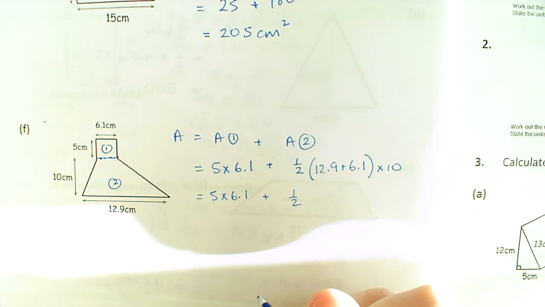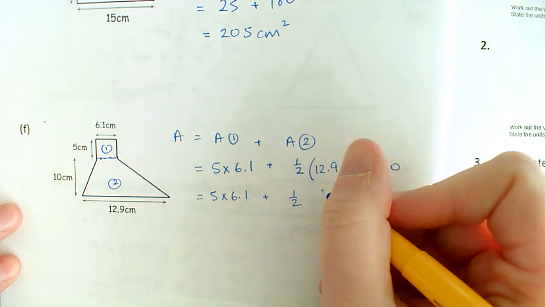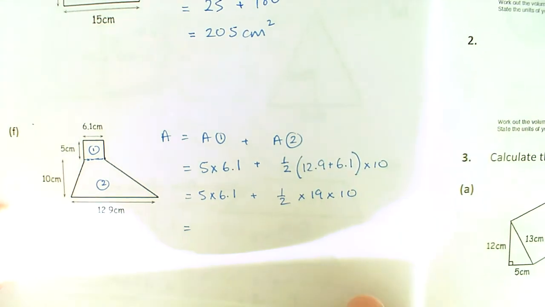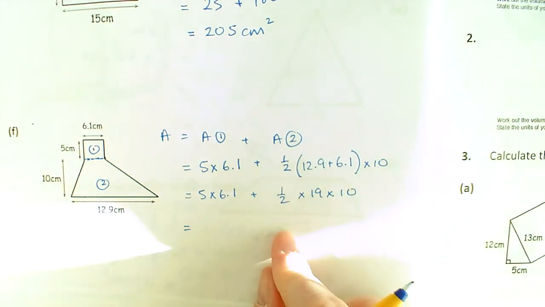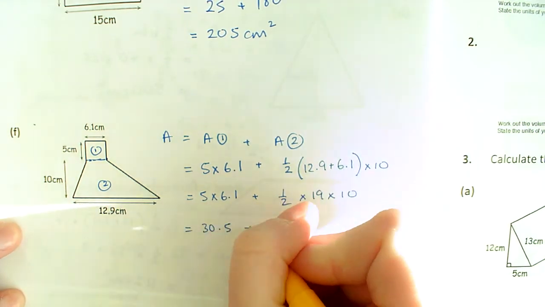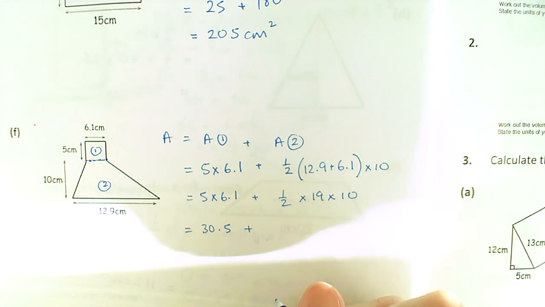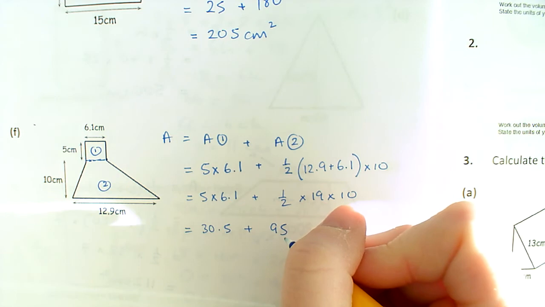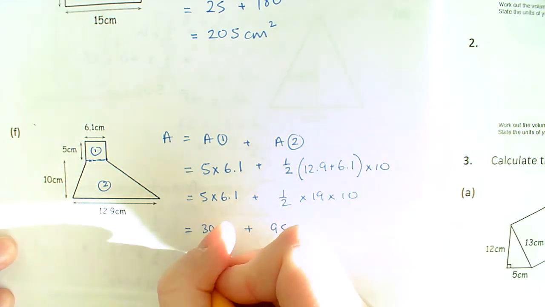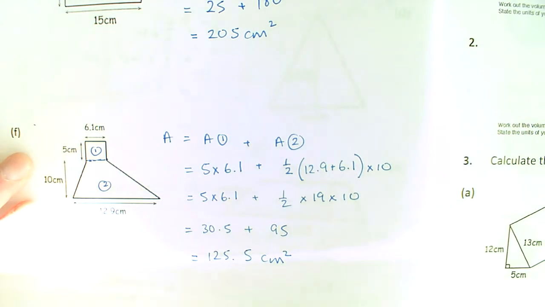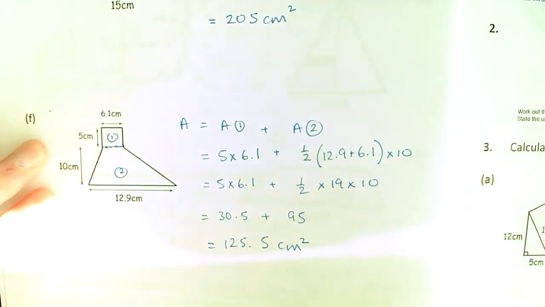So 12.9 plus 6.1 gives us 19. So let's multiply those. So 5 by 6.1 gives us 30.5. A half by 19 by 10 gives us 95. Add those two together and we get 125.5, and our units are centimetres squared.